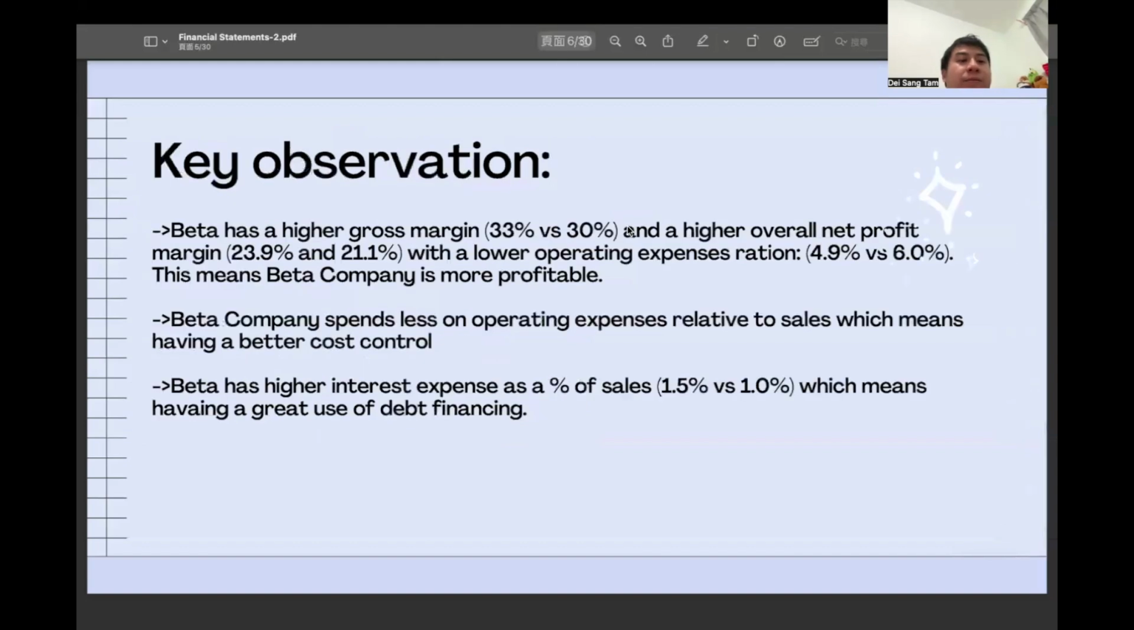So we can make some observations. The Beta company has a higher gross margin and a higher overall net profit margin with a lower operating expenses ratio. This means Beta company is more profitable. Beta company spends less on operating expenses relative to sales, which means having better cost control. Beta company has a higher interest expense as a percentage of sales, which means having a greater use of debt financing.